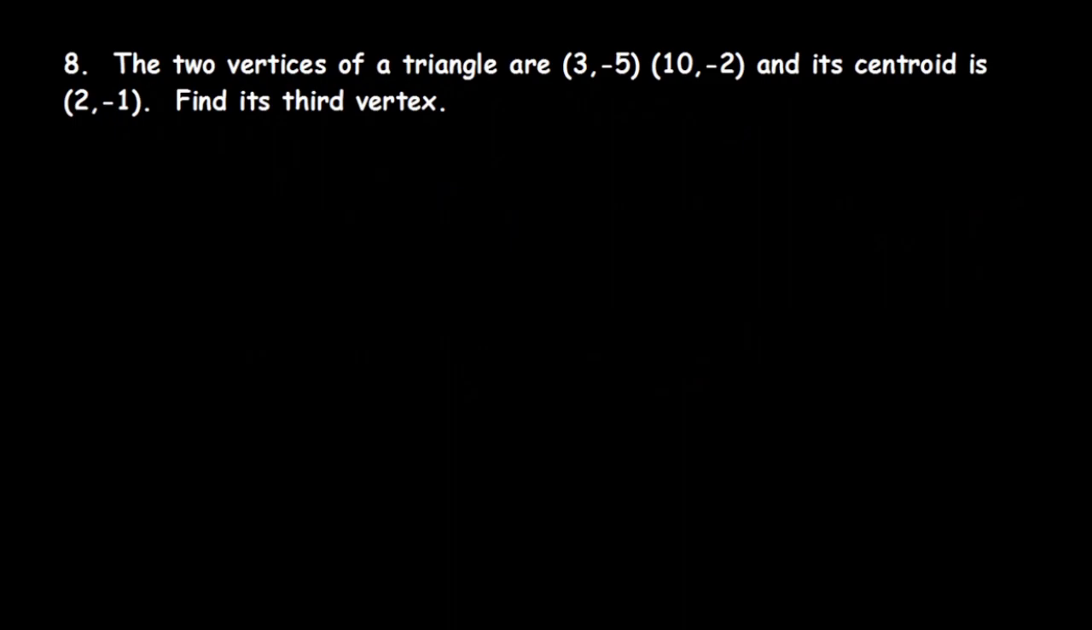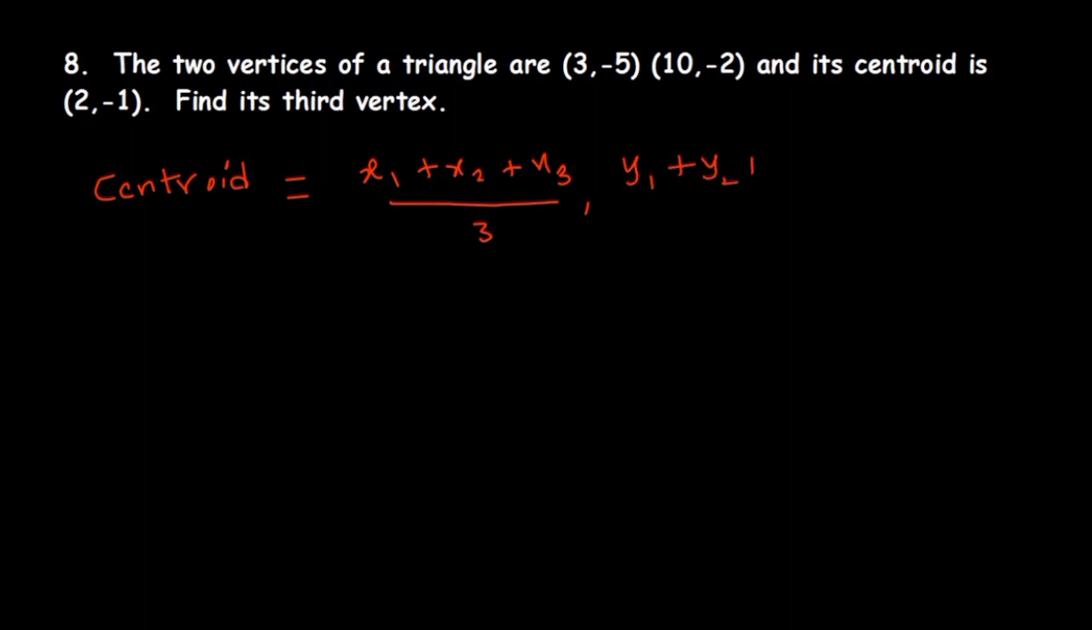So the next one. Two vertices of a triangle are (3, -5) and (-2, 10), and the centroid is (2, -1). Find the third vertex. One of the most important questions, this one. So the centroid formula is ((x1 + x2 + x3)/3, (y1 + y2 + y3)/3).